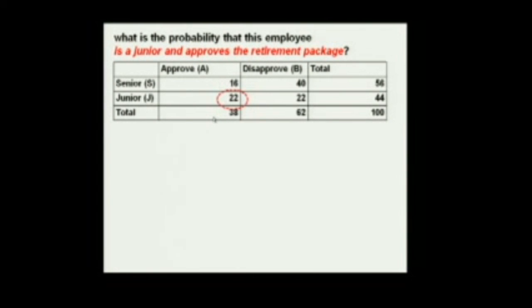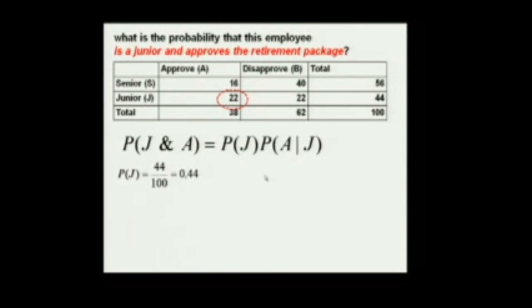That's the 22, as you can see, the coexistence. Now, the probability of junior and approve, by the multiplication rule of dependent events, is P(J) times P(A given J). And as you can see here, P(J) is 44 divided by 100. Where do we come up with this from? Here is the total junior of 44 divided by the total number, which is 100. The probability of A given J, this is the 22, but given J, meaning the total of J, which is the 44, so that's 0.5.